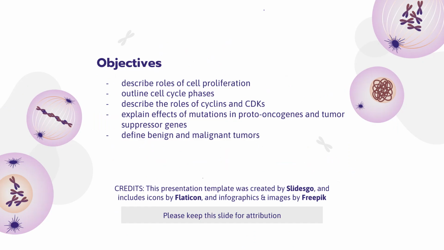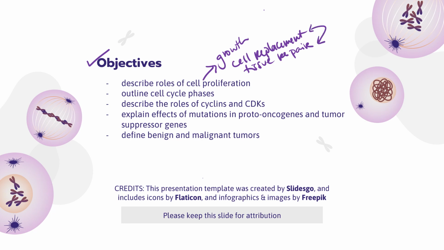And my friends, objectives are accomplished. We did it. We talked about the rules of cell proliferation. That was lots of growth. In plants, meristematic tissue are the stem cells. We also have some cell replacement and tissue repair happening via mitosis and that cell proliferation. Again, be careful. Don't flip those replacements and repairs. We don't repair the cells. We replace the cells to repair the tissue.